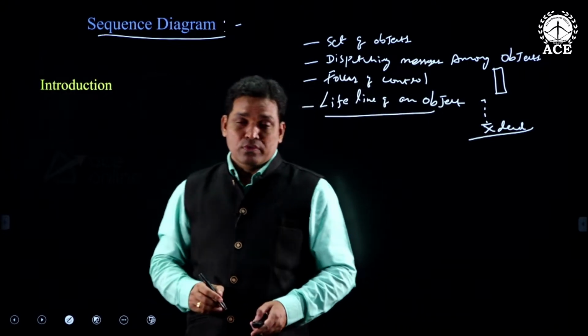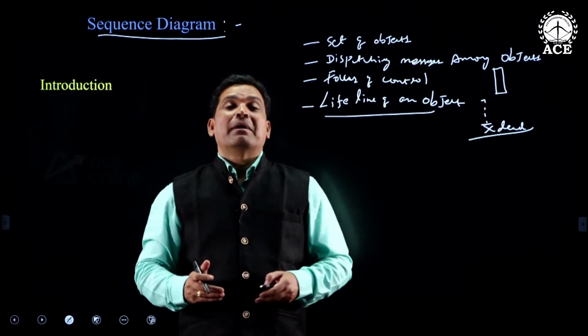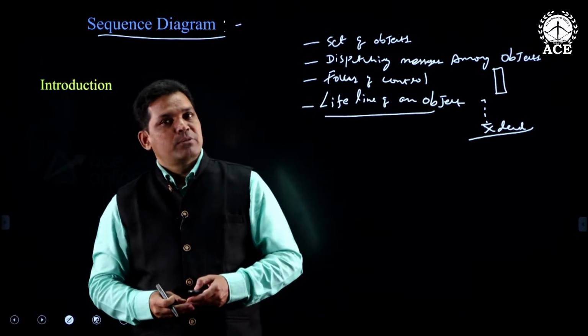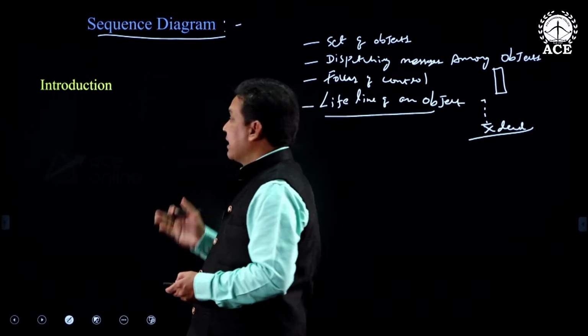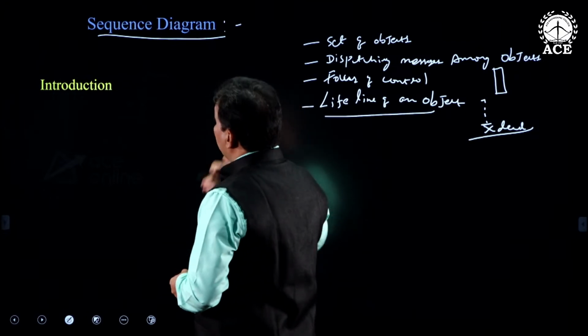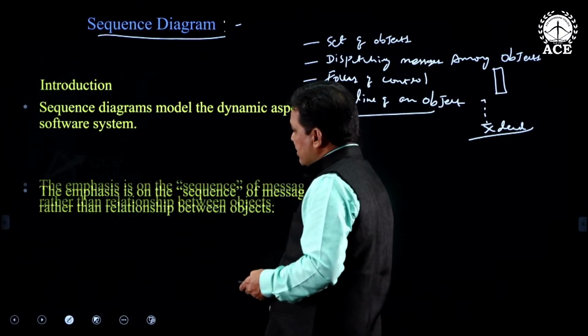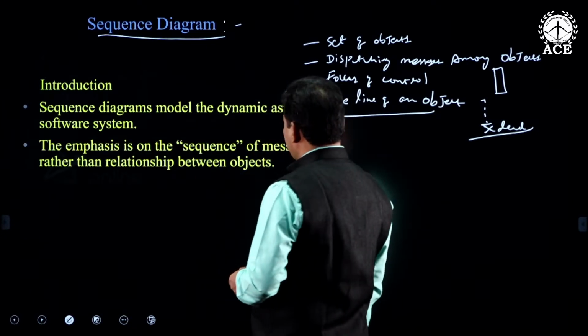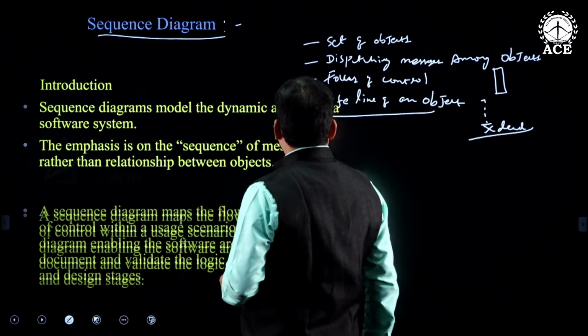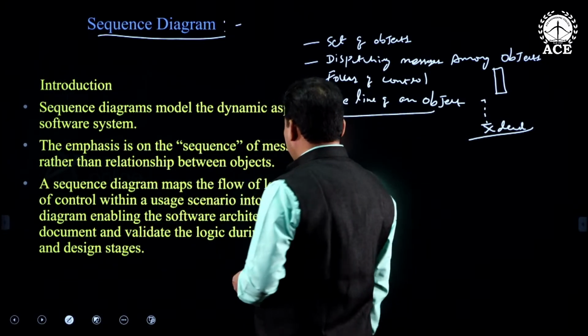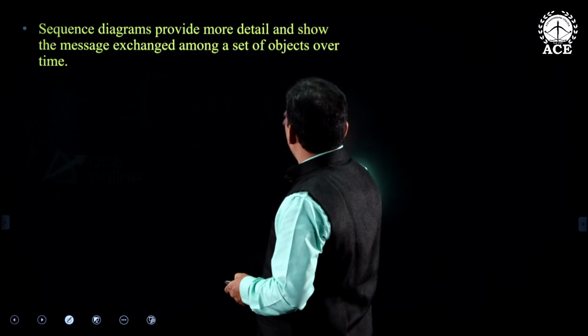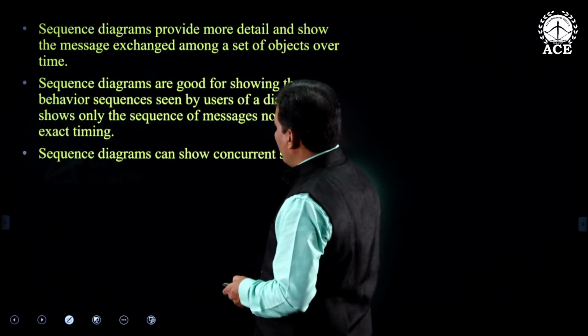That's the importance of the sequence diagram. Sequence diagrams are used for modeling the behavior of multiple objects. Sequence diagrams model the dynamic aspects of a software system, with the emphasis on the sequence of messages rather than the relationship between objects. A sequence diagram maps the flow of logic, which we will see anyhow. We are going to model a sequence diagram now.